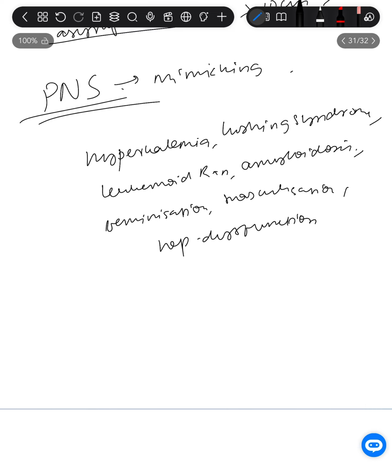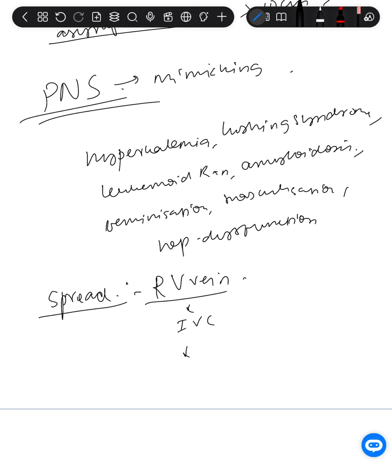Now we have some non-specific symptoms also. You can have fever, malaise, weight loss, all that. Secondly, we'll move on to the spread. This is one of those rare tumors which primarily spreads via the renal vein. Then it goes to the IVC, then to the heart, then to the lungs. Other lymphatic spreads are also there.